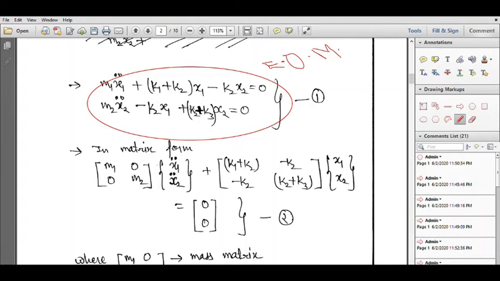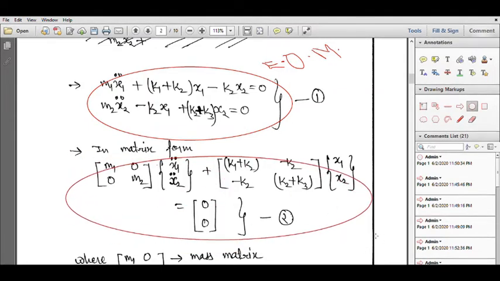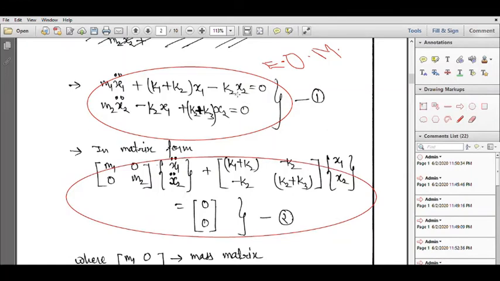So I can conclude the same equations of motion can be written in matrix form. This is the matrix form of the equations of motion. Equation number 1 is the equation of motion, and equation number 2 is also the equations of motion for the system, but in matrix form.